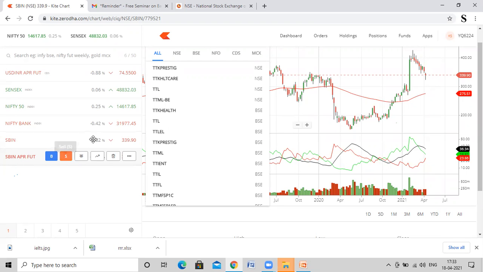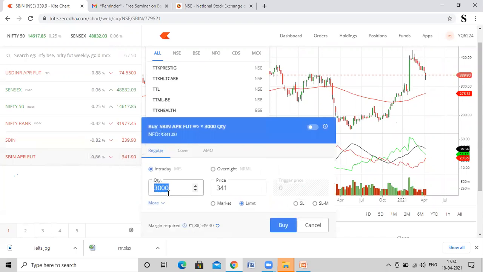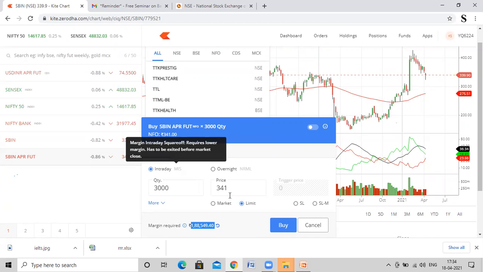So basically, future contract. This is what I was trying to show you all. Here you can see there is a quantity limit. There is 3,000 quantity for 341 rupees. If you multiply this, 3,000 is the lot. That is, if you want to deal in this contract, you have to buy at least this much, which works out to approximately 10 lakh rupees. And the margin which will be required is this much. You need at least this much money to trade in this.